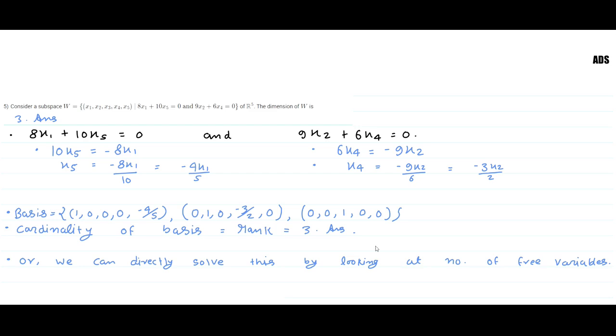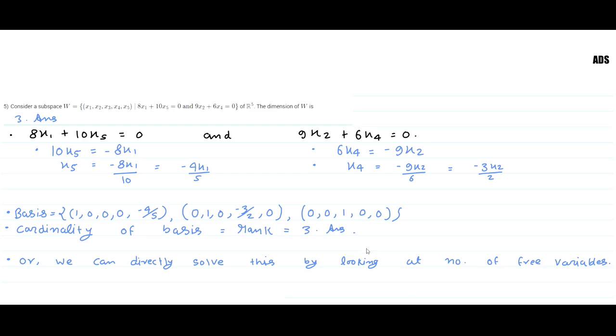Another, a bit longer method to do this question is, first we can write x5 in terms of x1 and x4 in terms of x2. And later, form the basis by equating each free variable one by one to the value 1 and also finding its dependent variable. Like if we see the first vector of this basis, it is basically equating x1 with 1, so x1 becomes 1, x2 will be 0, x3 will be 0, x4 will be 0 and x5 will be minus 4 by 5. In a similar manner we can do it for all other free variables. After doing this we will observe that there are 3 vectors in this basis, hence its dimension will be 3.